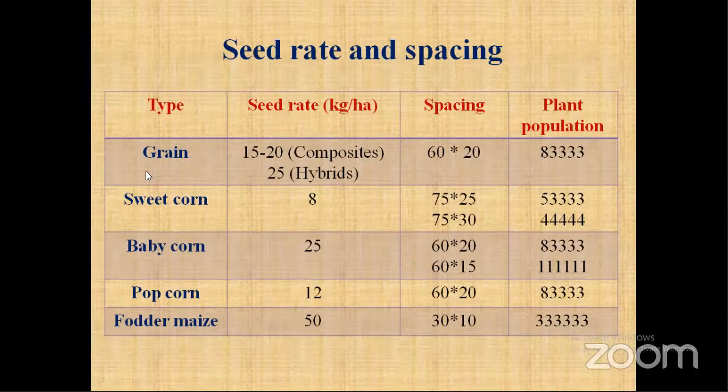But if we are growing for grain purpose, an optimum number of plants should be present, such that there is no competition among the plants, so that we can get quality yield. That means we want high yield as well as quality. That's why when growing for grain purpose, spacing and plant population should be optimum. But if we are growing for fodder purpose, we want more dry matter production, so we want more number of plants per hectare.